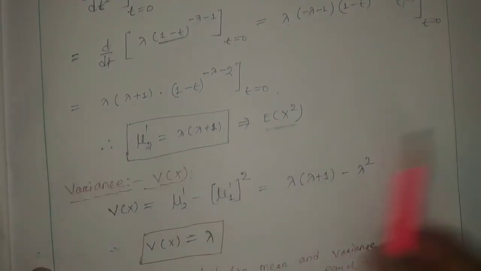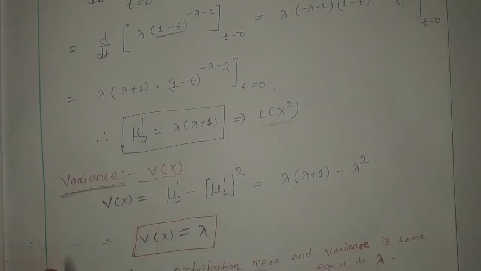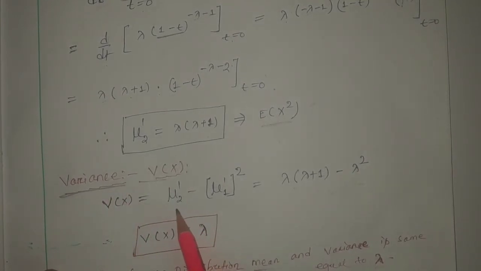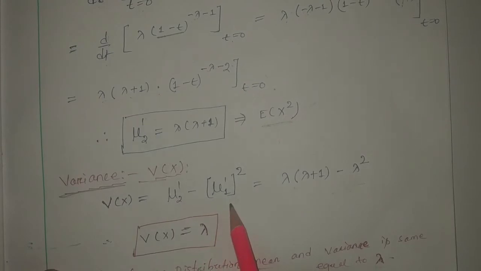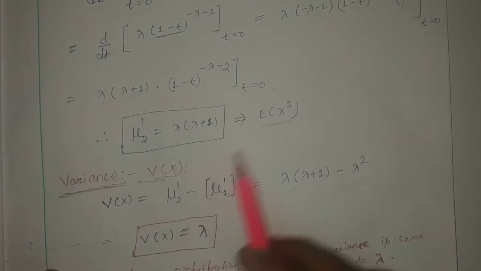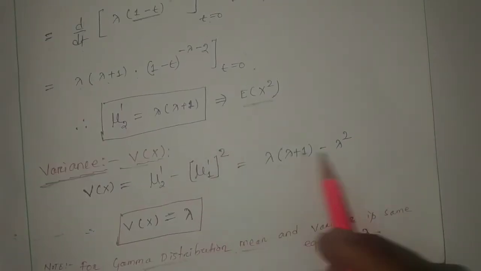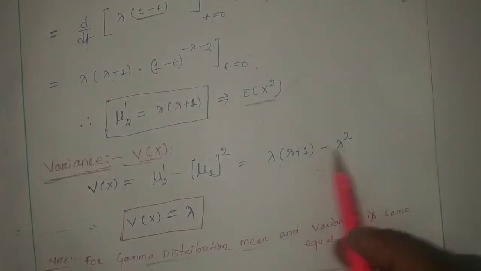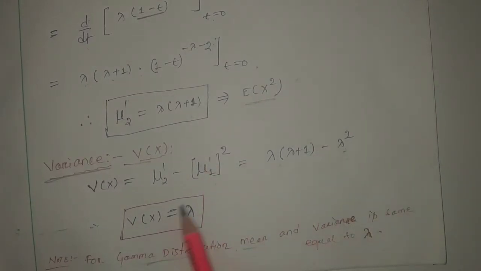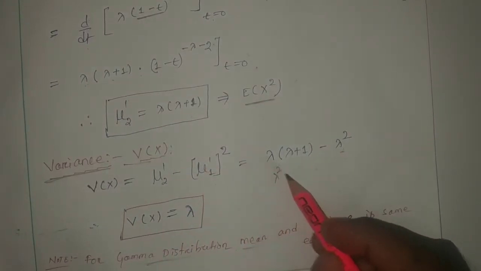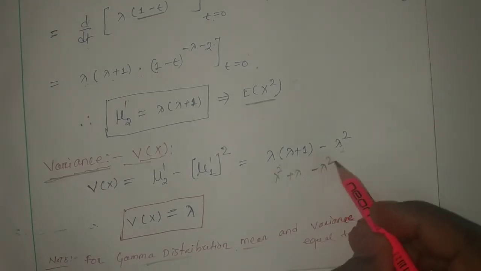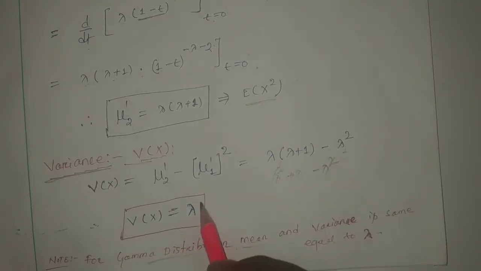Now variance, we are going to calculate. Variance is nothing but the second moment about the origin minus the first moment about the origin square. So the second moment we found lambda into (lambda plus 1). The first moment we found lambda, so its square will be lambda square. So here you can see this will be lambda square plus lambda minus lambda square. Lambda square cancels. Variance we found is lambda.